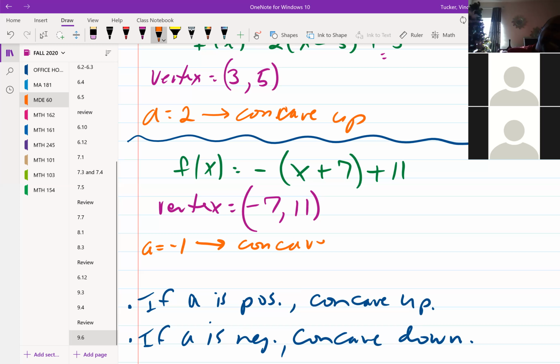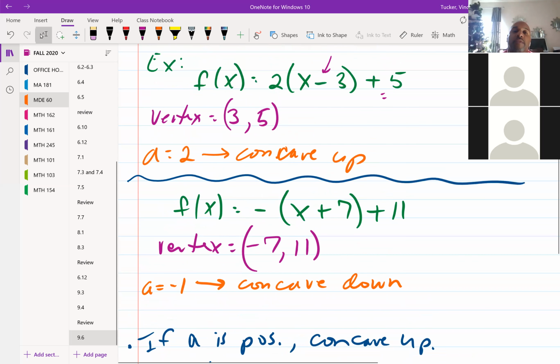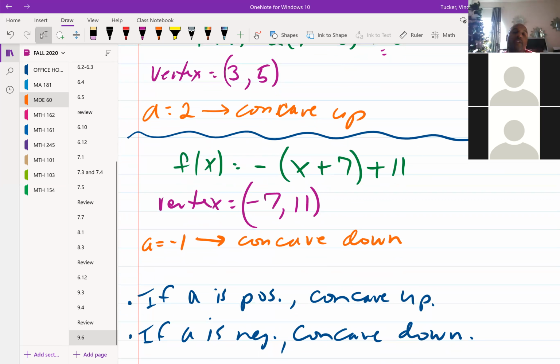All right. So with that being said, since a is positive 2, that means this first one will open upward or be concave up. And then for the next one, a was -1. That means it will open downward or be concave down.